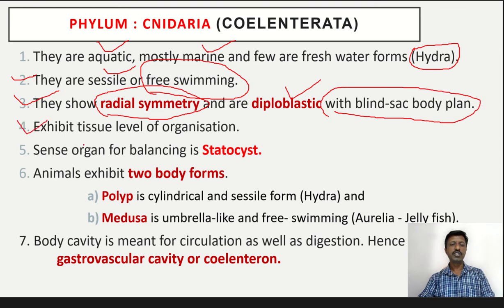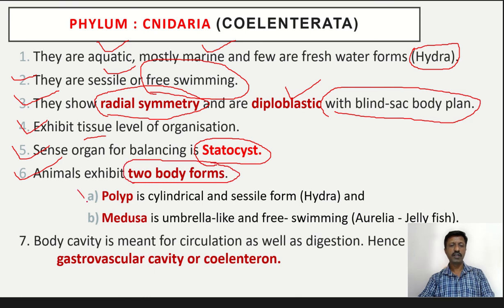They exhibit tissue level organization, that is, tissue formation takes place in this phylum. Sense organ in the form of statocyst is found in this group. This animal can exhibit two body forms.